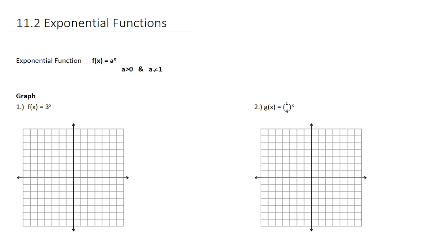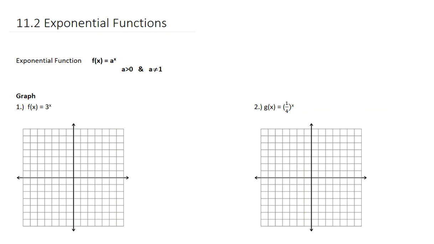Today's lesson is 11.2, exponential functions. Exponential functions are written in the form f of x equals a to the x power, where a is considered the base. a needs to be greater than 0, and a cannot equal 1. We're just going to take a look at how we graph this and then a few patterns that we see.